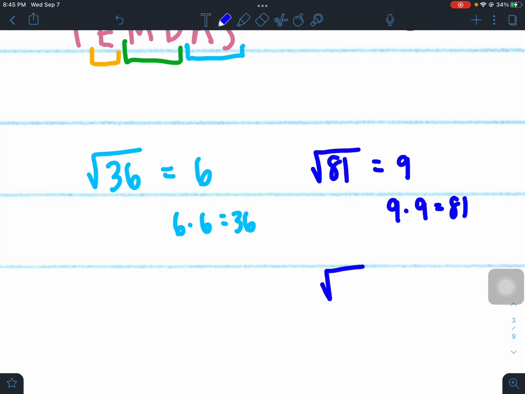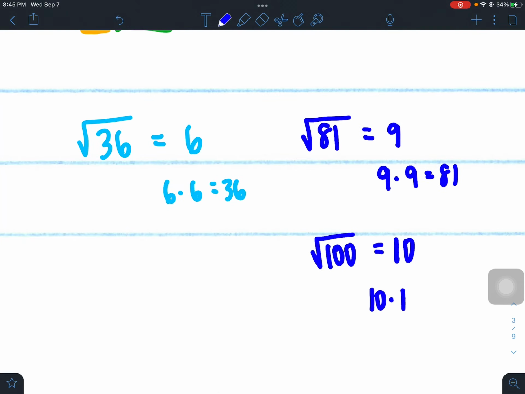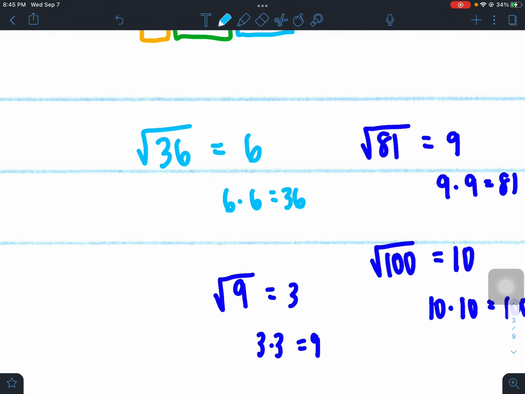What's the square root of 100? The square root of 100 is 10, because 10 times 10 is 100. What's the square root of 9? 3, because 3 times 3 is 9. So all of these have something in common. The number times itself makes the original number. But how did we end up with 6? Well, because we square rooted 36 and we got 6, because 6 times 6 is 36.